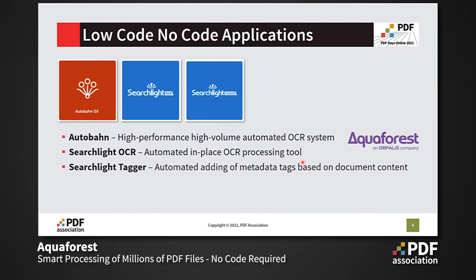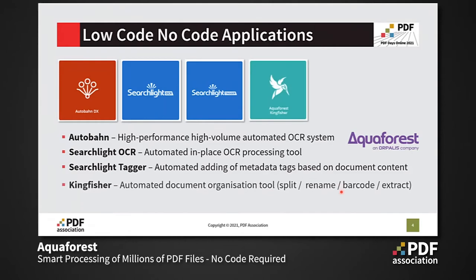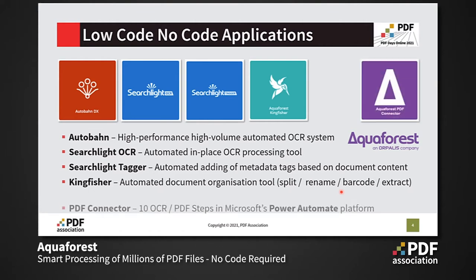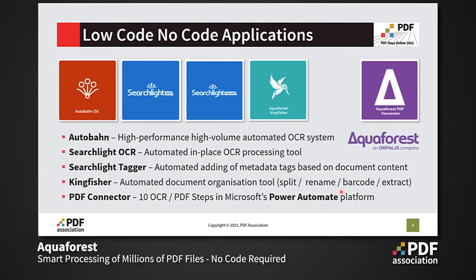Once documents are fully searchable, Searchlight Tagger can enhance that searchability even further by adding metadata tags based on the document content. And that again is an automated background process which runs 24/7. Kingfisher is an automated document organization tool which allows you to rename and split files by various criteria like text or barcode. And it also allows for text extraction. PDF Connector is our participation in the Power Automate platform, where we provide 10 OCR, PDF, and data extraction related steps in Power Automate.